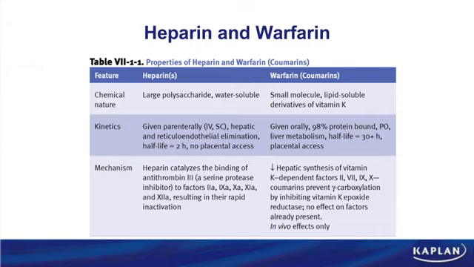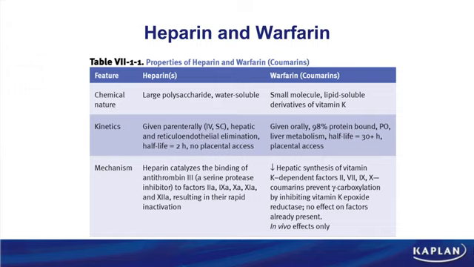When you compare their mechanisms, it's important to think about exactly where these drugs are working and how quickly they're going to have their effect. Let's start with warfarin this time. Simply put, this drug is a synthesis inhibitor. It inhibits the hepatic synthesis of vitamin K-dependent factors. Vitamin K-dependent factors including factors 2, 7, 9, and 10.